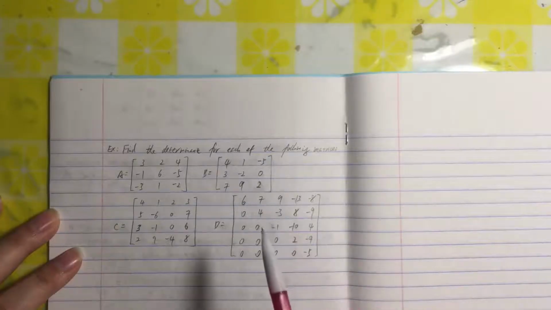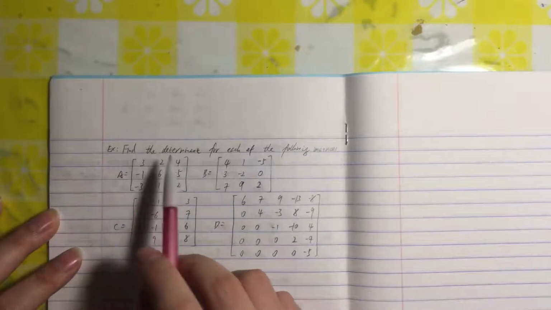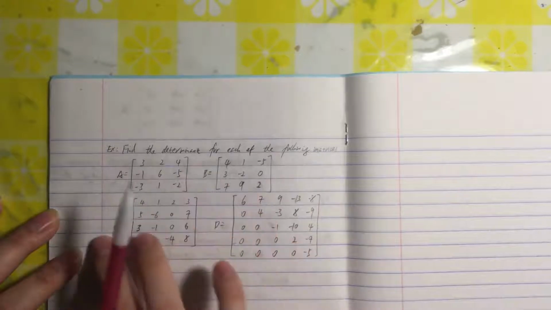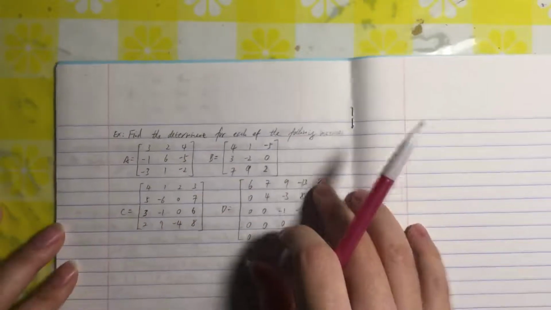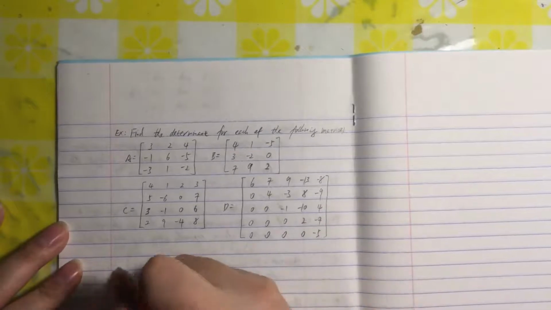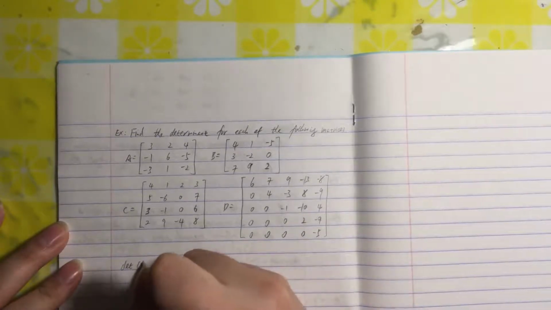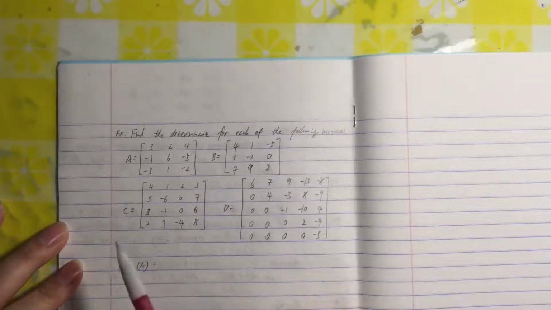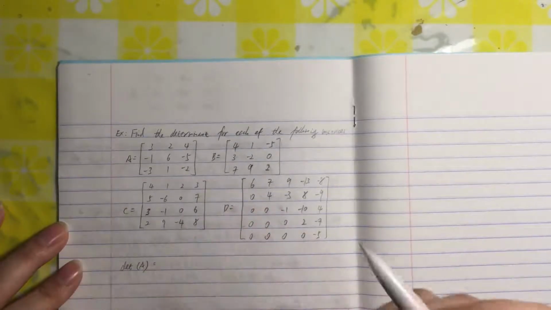Next, let's look at some examples. Find the determinant for each of the following matrices. Here we have four matrices, A, B, C, D. Let's find the determinant for matrix A first. We can find a cofactor expansion around any row or any column, since they all give the same result. In general, we find a cofactor expansion around the first row.